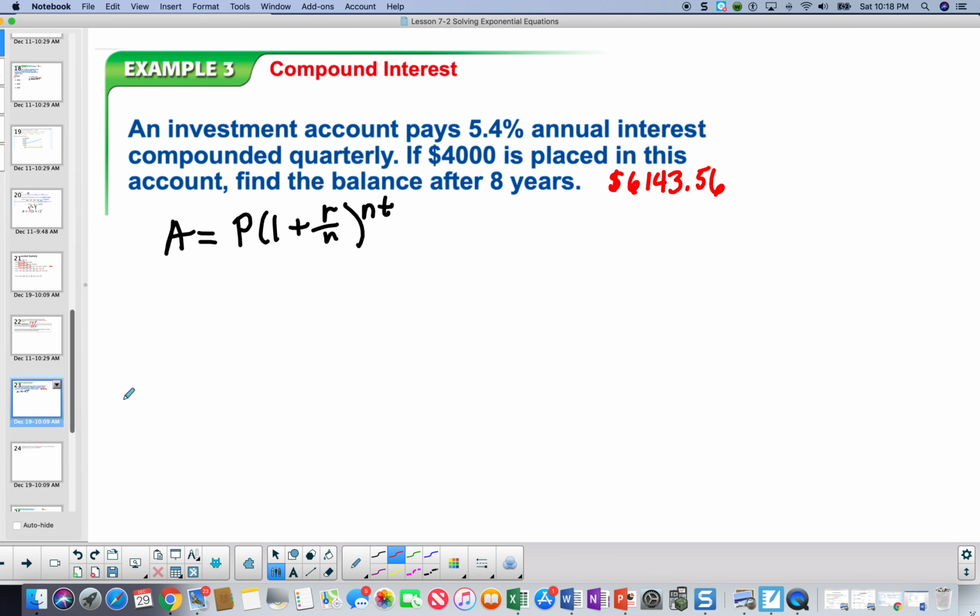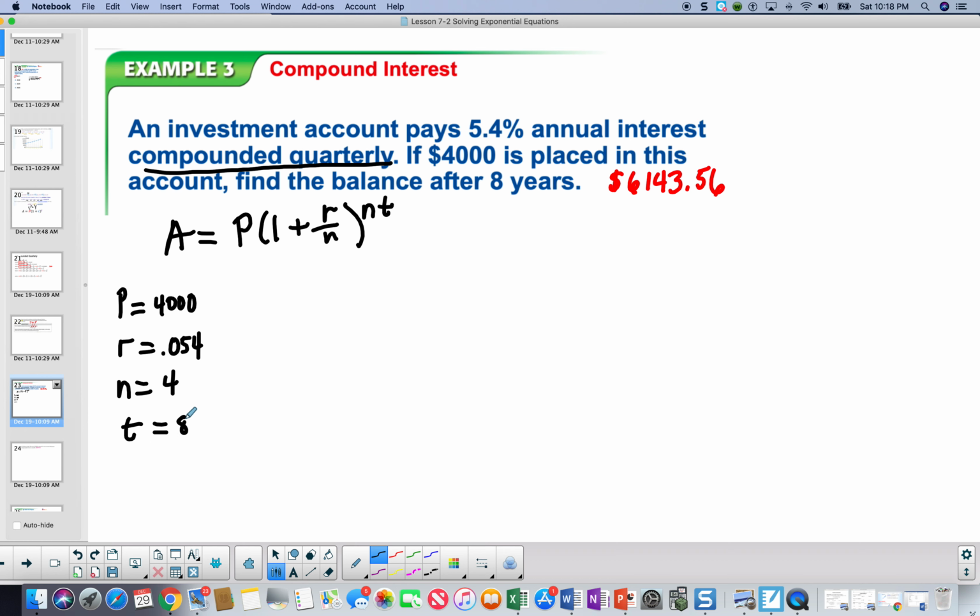Okay, let's go ahead and do a problem. So I went ahead and wrote out the problem. Let me go ahead and identify each letter. So P in our problem is the amount you start off with, and then R is the rate, changed to a decimal, and N is how many times you're compounding it, and it tells us quarterly, which means 4. And the number of years, T, is equal to 8.